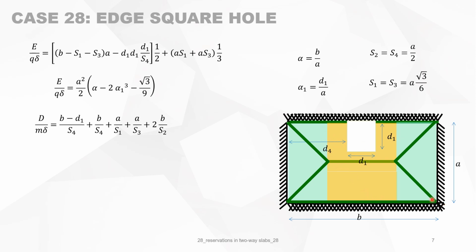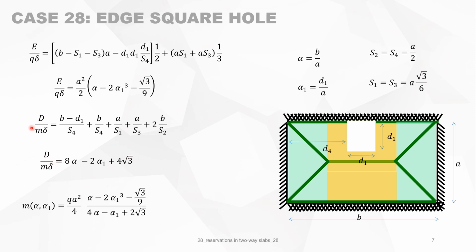And here we have B divided by S2. This yield line is also B divided by S2. And on the other side, we have A divided by S3, and we got A divided by S1. Then we substitute the variables, and we got this nice expression. By making D equal to E, we can get M, the bending moment, and the bending moment is a function of alpha and alpha 1, and this is the expression.